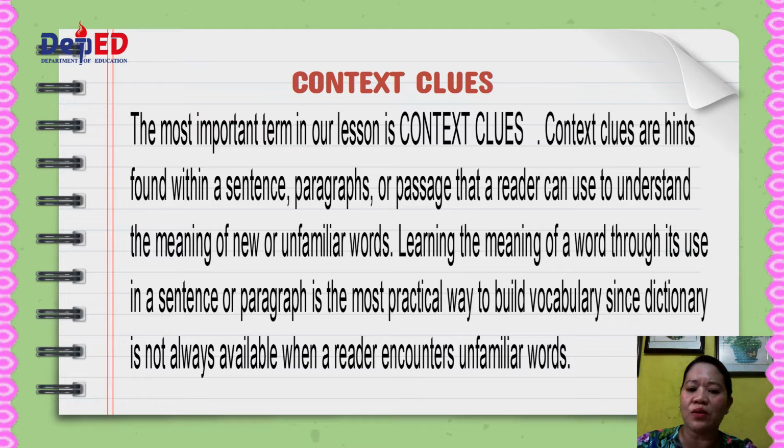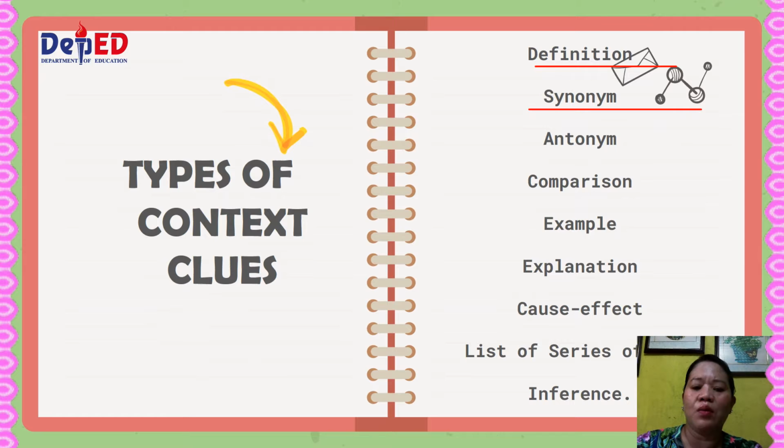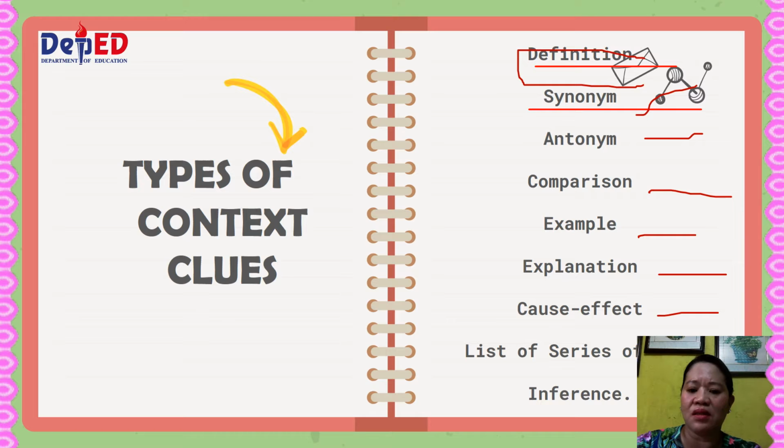Learning the meaning of a word through its use in a sentence or paragraph is the most practical way to build vocabulary since a dictionary is not always available when a reader encounters unfamiliar words. We have types of context clues such as definition, synonym, antonym, comparison, example, explanation, cause and effect, list or series of clues, and the last one is inference.